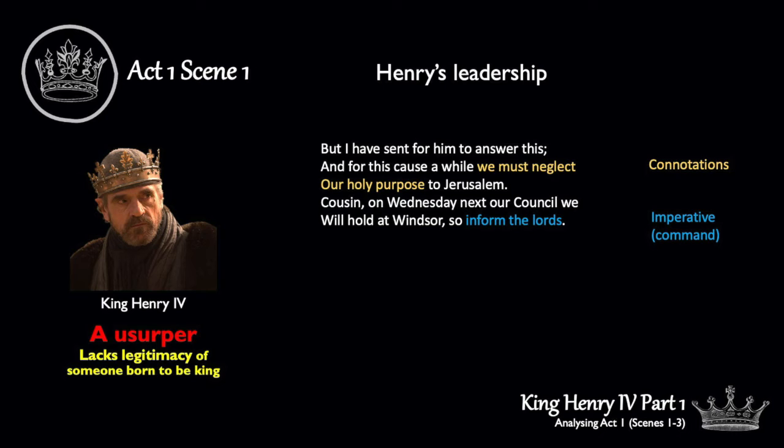Henry tosses aside plans for a holy crusade. For this cause, he says, we must neglect our holy purpose to Jerusalem. He pursues pride over penitence. And the connotations of the word neglect here, meaning to abandon, to disregard or forsake, suggest that Henry cares little for his state before God and more for the power and position he possesses. Additionally, at the end of scene 1, he makes decisions on behalf of the council, commanding them to meet next Wednesday, saying simply, inform the lords.